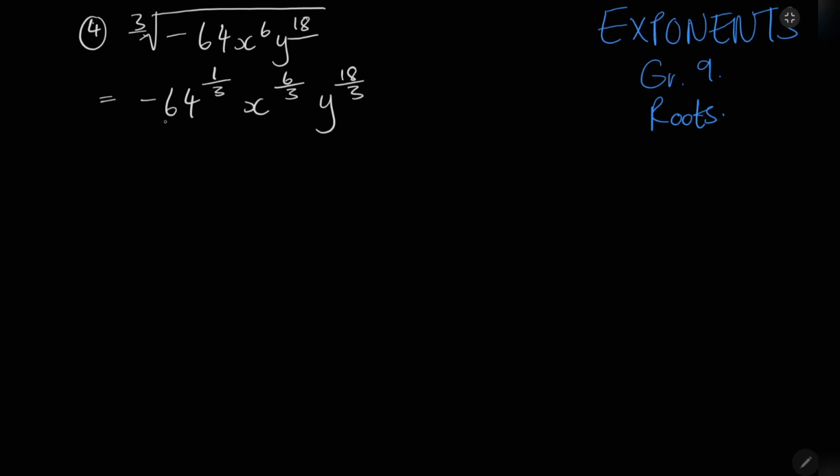Because it's a negative coefficient, we can just put this in a bracket. Negative 64 to the power 1 over 3 should give you negative 4. x, 6 over 3 should give you 2. Then y, 18 divided by 3 should give you 6. And that is how we deal with the roots in grade 9 exponents.